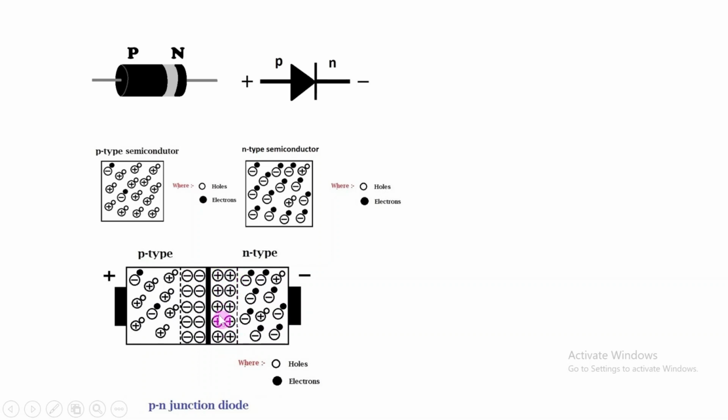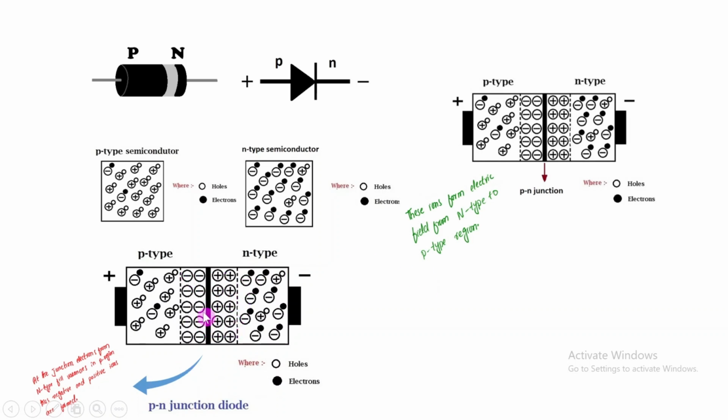So the positive charges appear at the end on this side, toward the junction in the n-type semiconductor material, and in the p-type semiconductor material we have these negative charges appear. At this junction, electrons from the n-type fill the vacancies in the p-type region. Thus the negative and positive ions are formed. Now, this junction is called the PN junction. These are the positive ions and these are the negative ions. There will be an electric field present between these positive and negative ions.